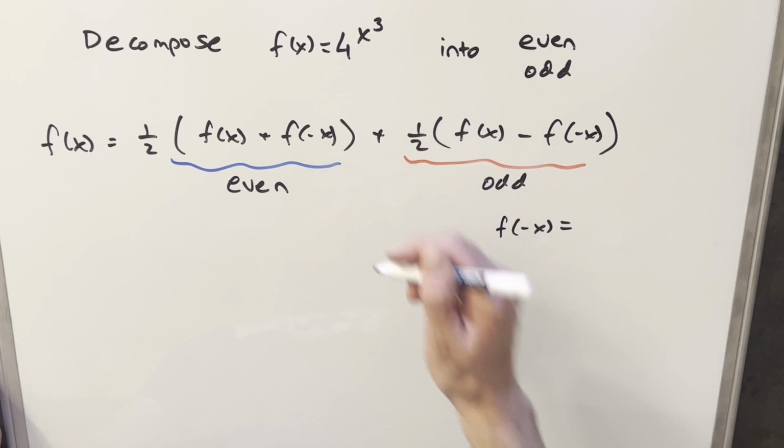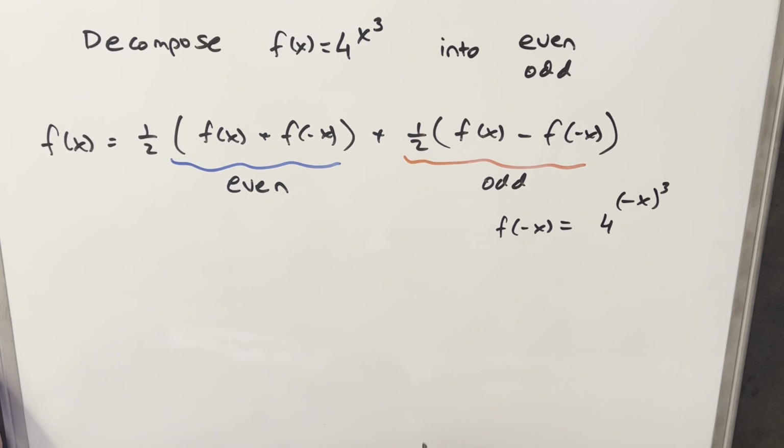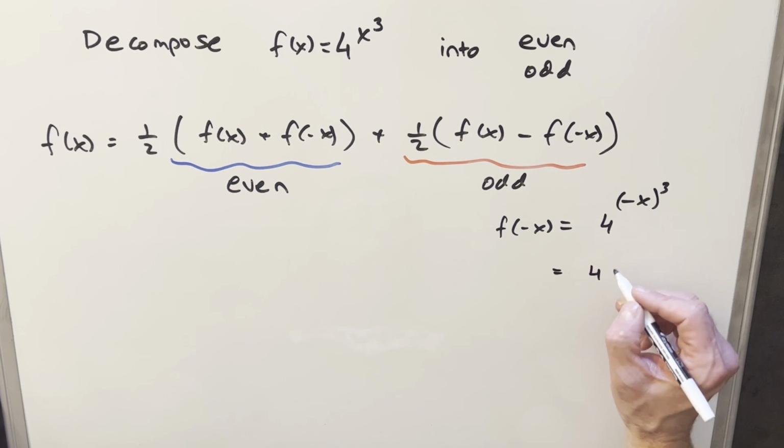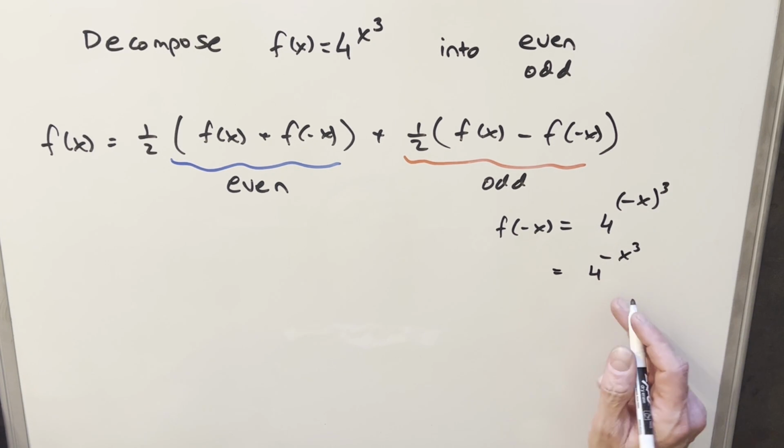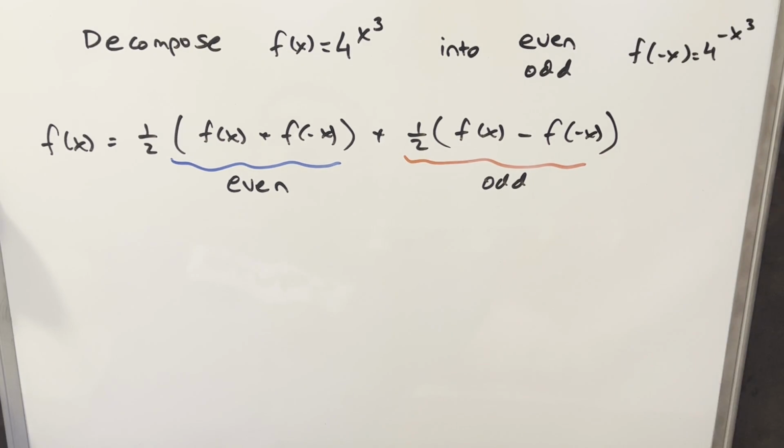So we can just plug minus x into this, and we can write this as 4 to the minus x cubed. When we cube minus x, it's just going to be 4 to the minus x cubed, just dropping the parentheses. And so we'll use this value when we're plugging into the formula. Okay, so we'll just go ahead with this.